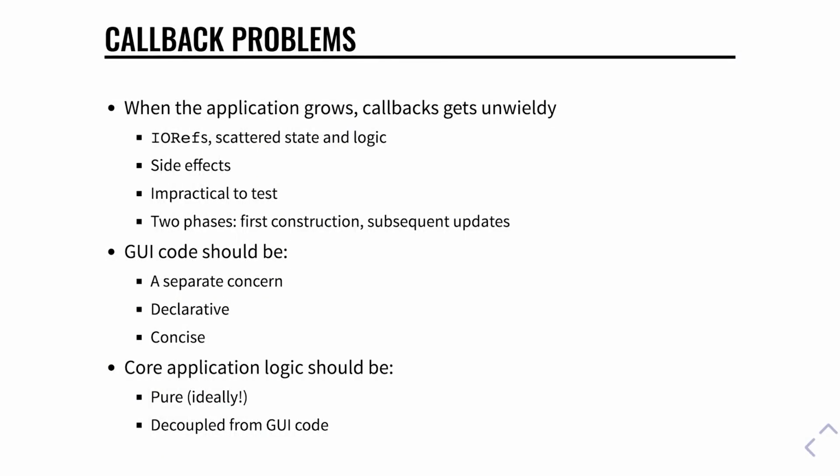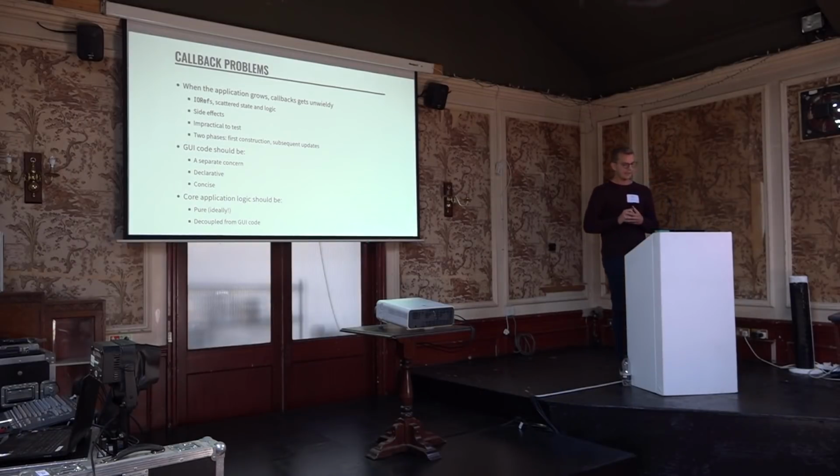There's side effects all over the place, and everything is GTK code, so it's hard to test. And you have these two phases. You have the first construction, and then you have all the subsequent updates doing the mutation all over the place. So I'd like the GUI code to be a separate concern to the application code. I'd like it to be more declarative. I want to create a data structure saying this is my UI. And I want it to be more concise than what you just saw.